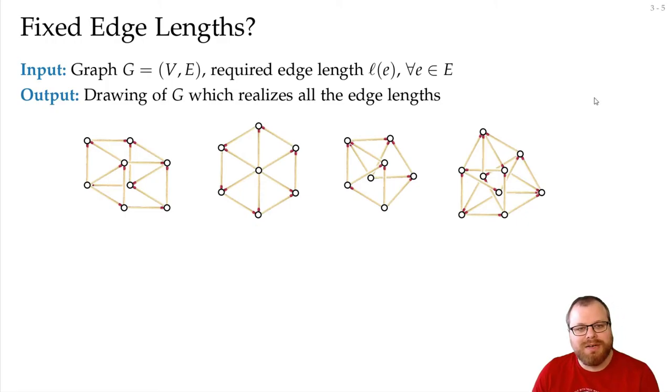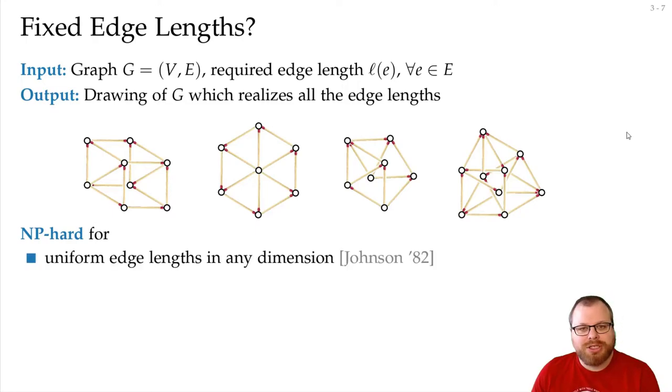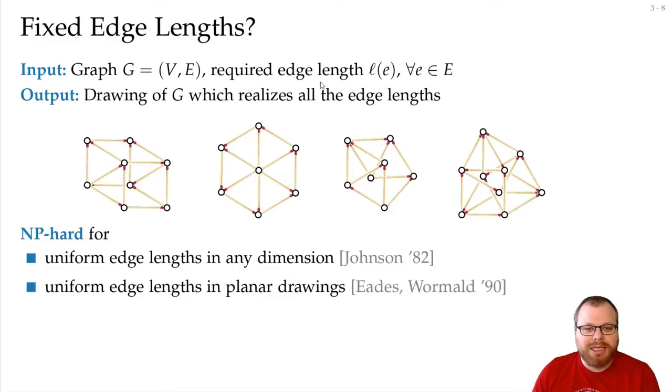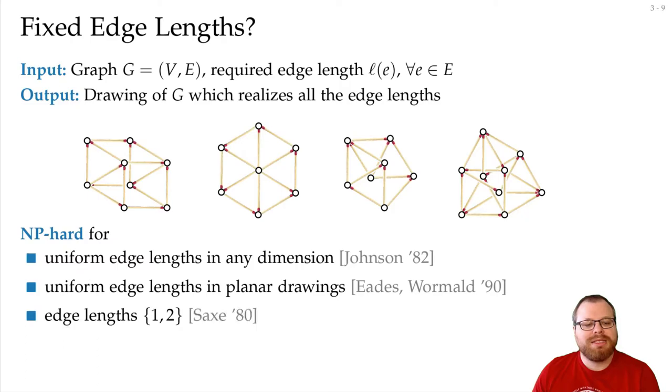In the exercise sheet, you will have a look at some of those. This problem is quite hard. So in any dimension, if we want to have uniform edge lengths and we want to get some drawing, this is NP-hard to find, if we don't care about anything else. If we have planar graphs and we want planar drawings with uniform edge lengths, then this is also NP-hard. And it's even hard when the edge lengths can be either a 1 or a 2, so for each of them you can choose if it's a 1 or a 2, even then it's NP-hard. So it's very tough to get a drawing that has this criterion, where all the edge lengths are some required one, or all of them are the same.